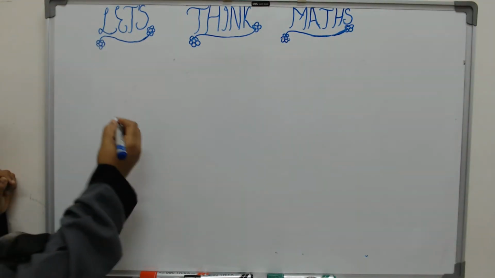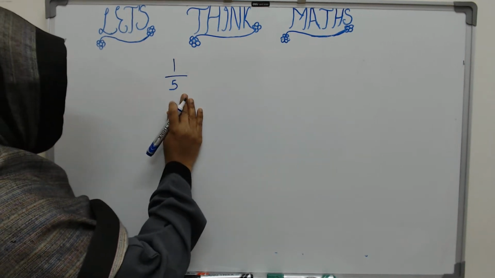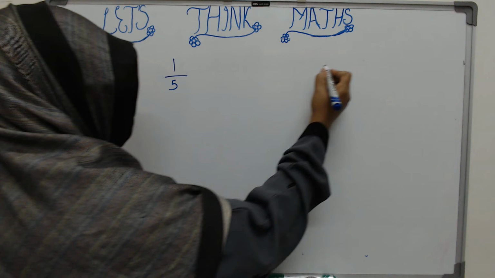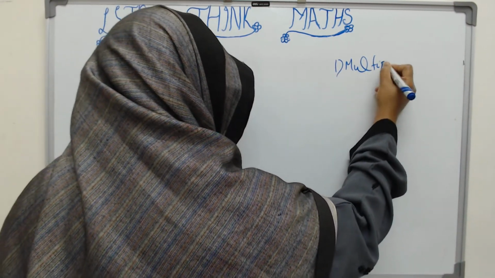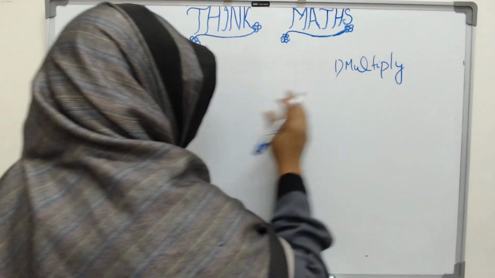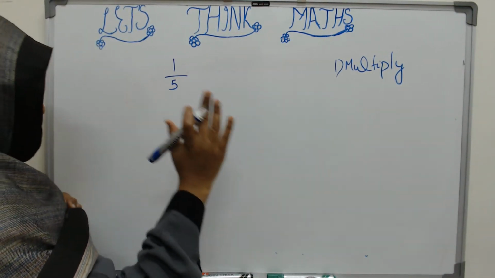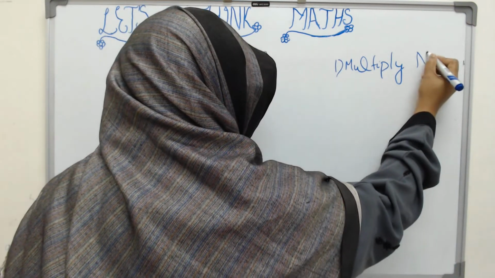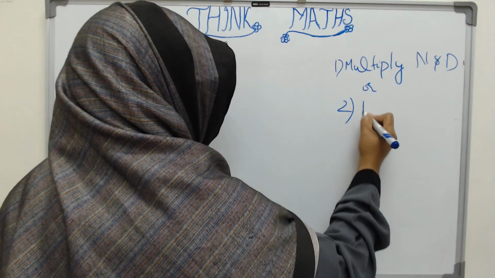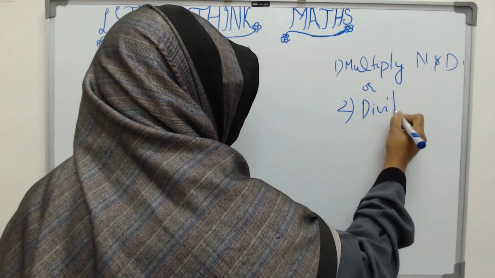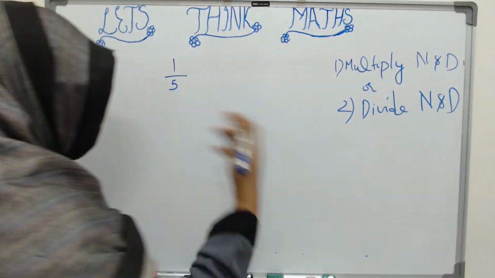Now let us see how to find the equivalent fractions of 1 by 5. You can do that by two methods. One, you multiply both the denominator and the numerator by the same number, or another way is you can divide both the numerator and the denominator by the same number.